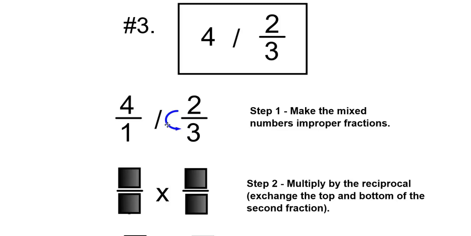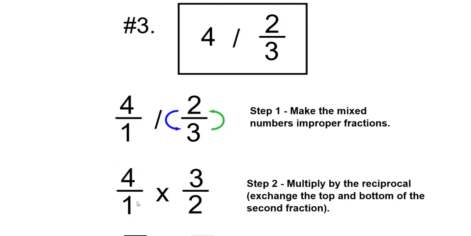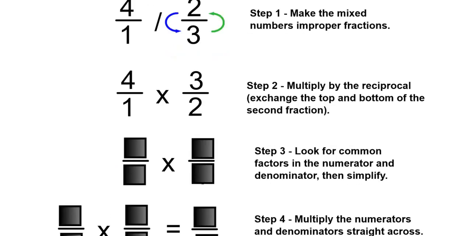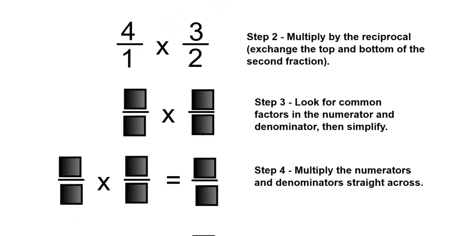The second fraction, the 2 will be moved down to the denominator spot, and the 3 will be moved up to the numerator spot. We'll change the divide sign to multiplication, and the first fraction stays the same. So 4 over 1 times 3 over 2. Step 3, look for common factors in the numerator and denominator, then simplify.